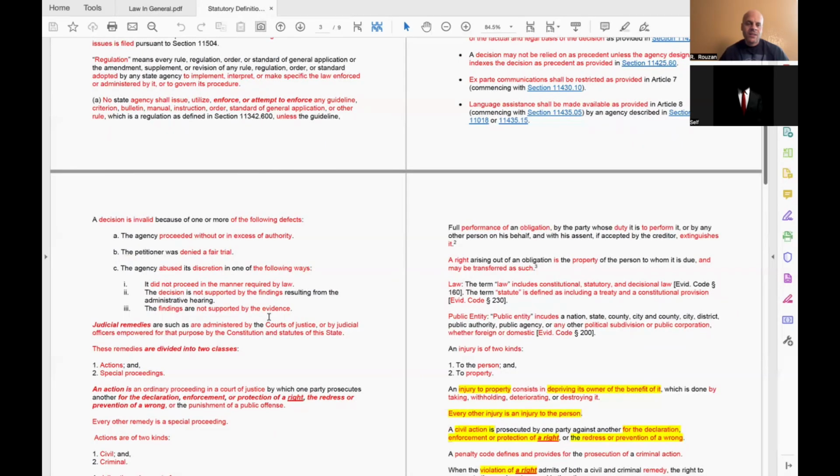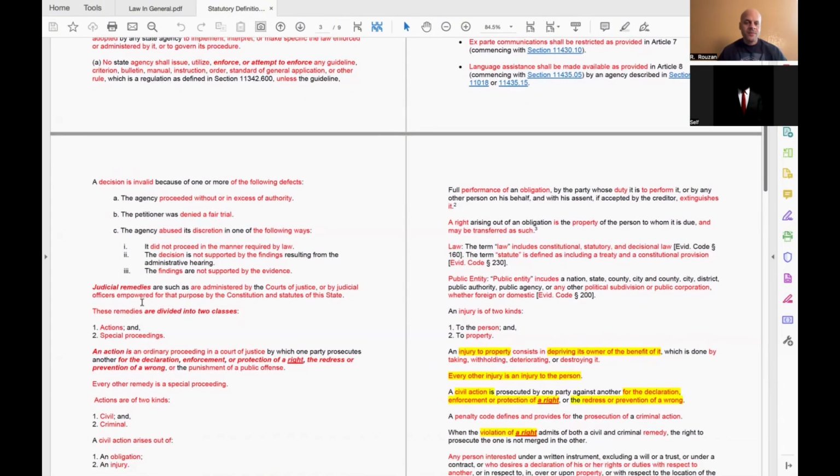A, the agency proceeded without or in excess of authority. B, the petitioner was denied a fair trial. C, the agency abused its discretion in one of the following ways. So there's abuse of discretion, but how? It did not proceed in the manner required by law, the decision is not supported by the findings resulting from the administrative hearing, or the findings are not supported by the evidence. So all of this constitutes abuse of discretion. You have one or more of these.